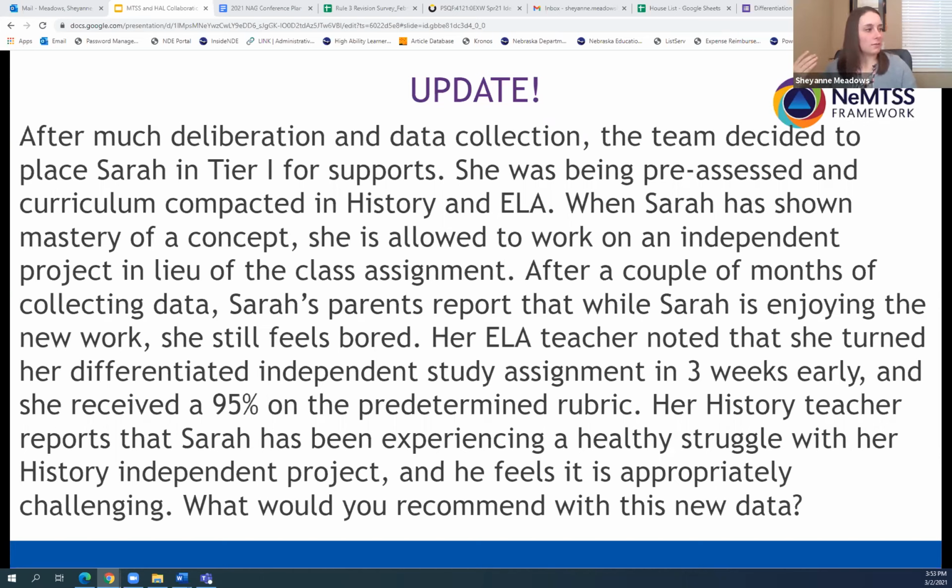After a couple of months of collecting new data, her parents report that she is enjoying the new work but still feels bored. Her ELA teacher noted that she turned in her differentiated independent study assignment 3 weeks early and received a 95% on the predetermined rubric. Her history teacher reports that she has been experiencing a healthy struggle with her history independent project and feels it is appropriately challenging. So the team made a decision.